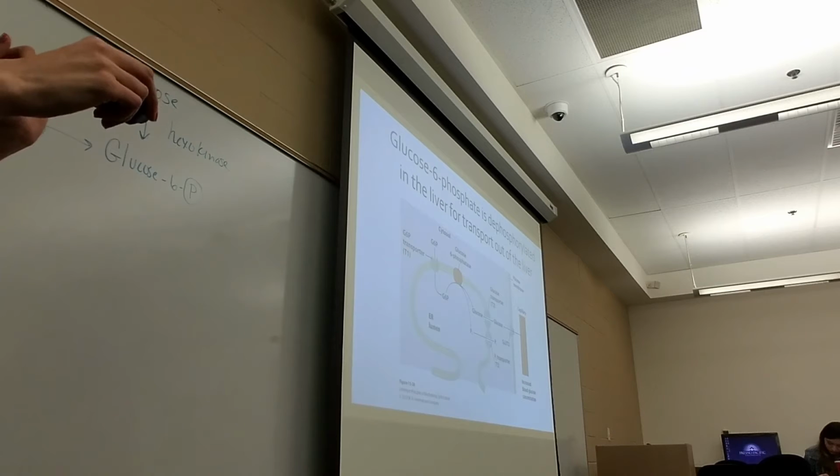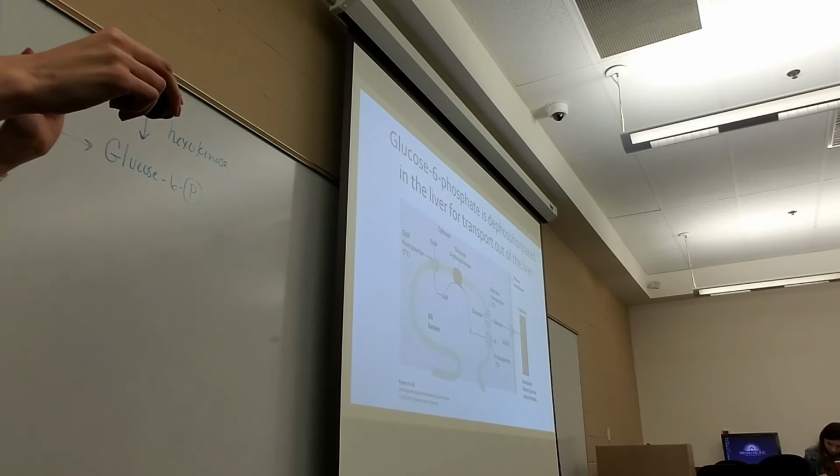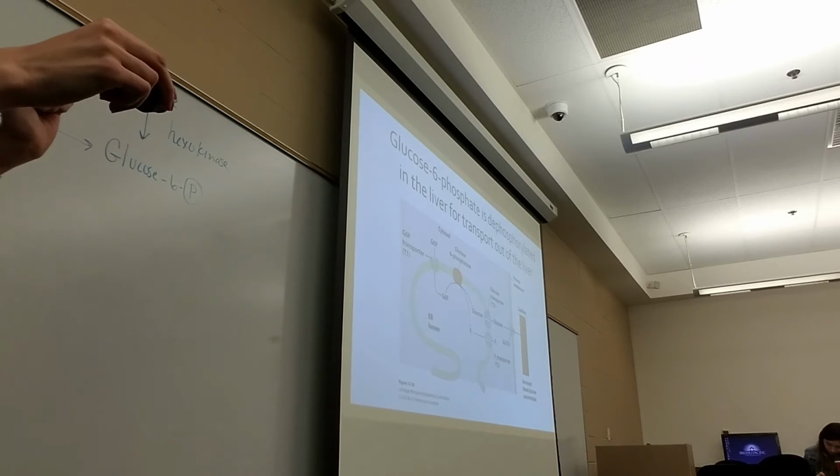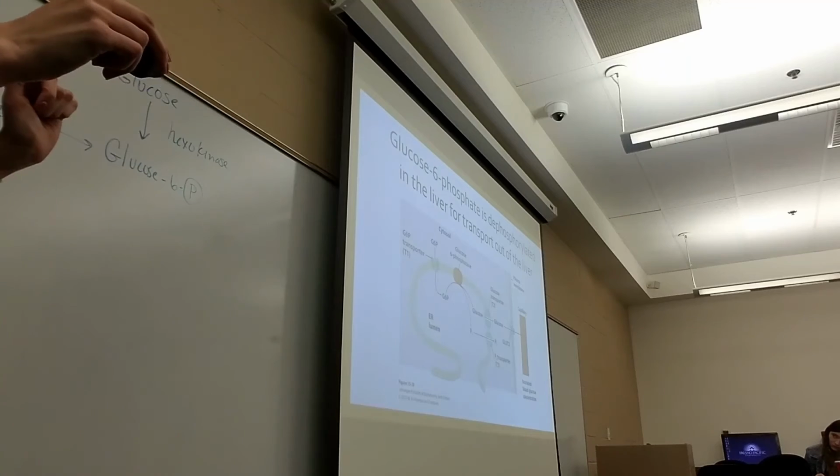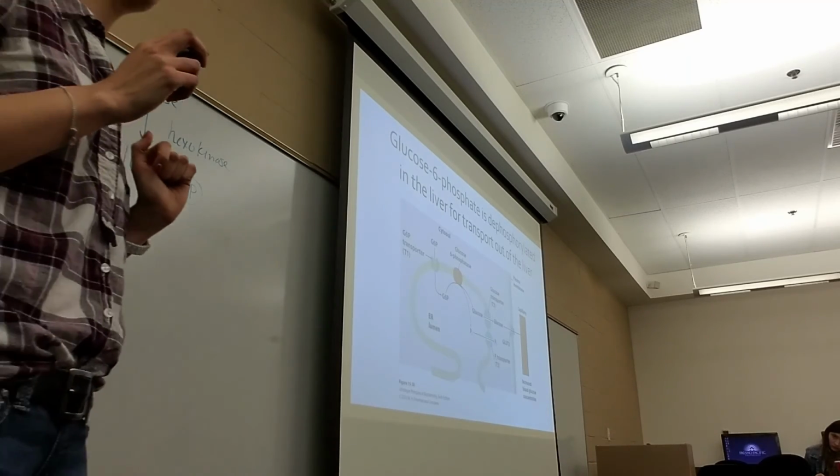Yes? What did you say about glucose? Glucose 6-phosphate is dephosphorylated into glucose. Glucose is then able to travel to other locations of the body.